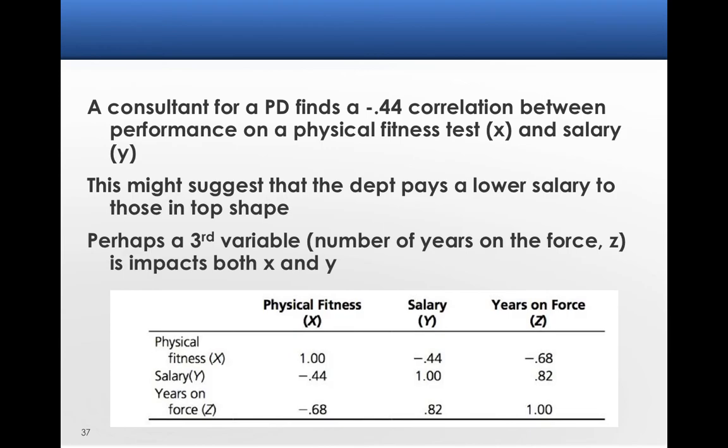So a consultant for a police department finds a -0.44 correlation between performance on a physical fitness test and salary. So this might suggest to us that the department pays a lower salary to those in top shape. But maybe a third variable is playing a role, the number of years on the police force. Right? So the number of years on the police force does impact both X and Y, physical fitness and salary.